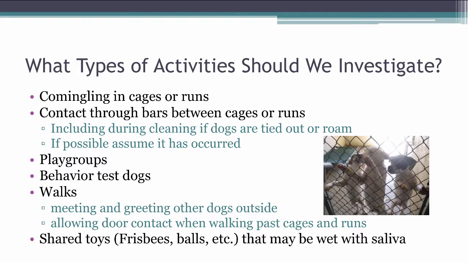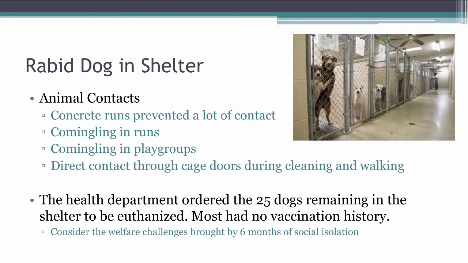Behavior testing, too. A lot of times there's tester dogs, so you'll want to take a look at that. Sometimes on walks, you have a lot of volunteers walking dogs. They might play a little bit, not an official play group, but that activity might occur. Shared toys, are they playing with frisbees and balls outside? A new group of dogs comes out, but those toys are still wet with saliva. That could be an exposure as well. So as you can imagine, it can become very challenging to track down which animals might have been exposed.